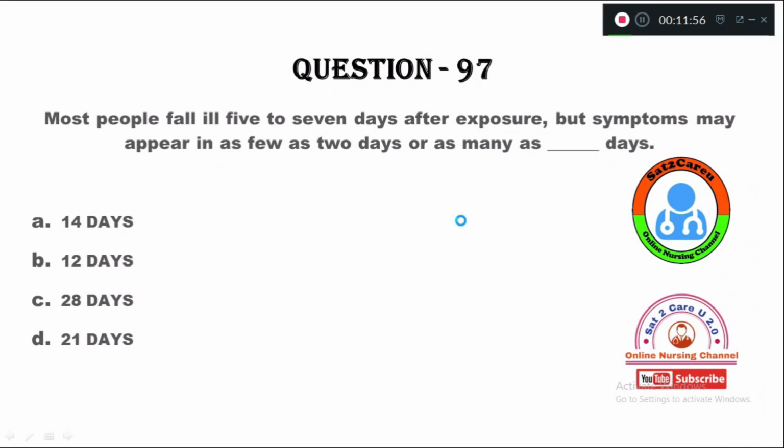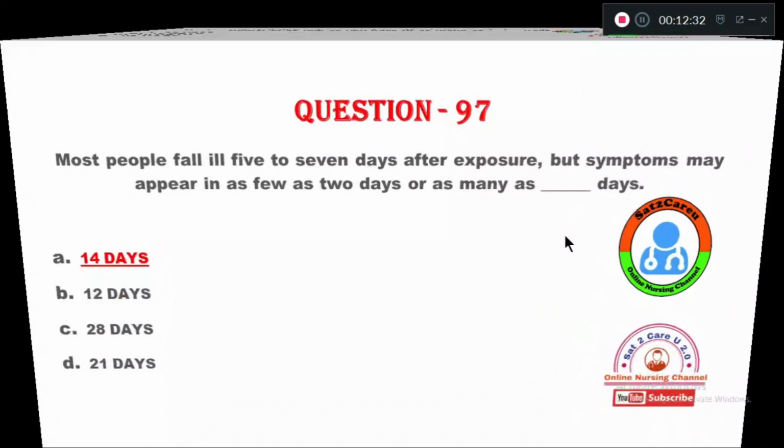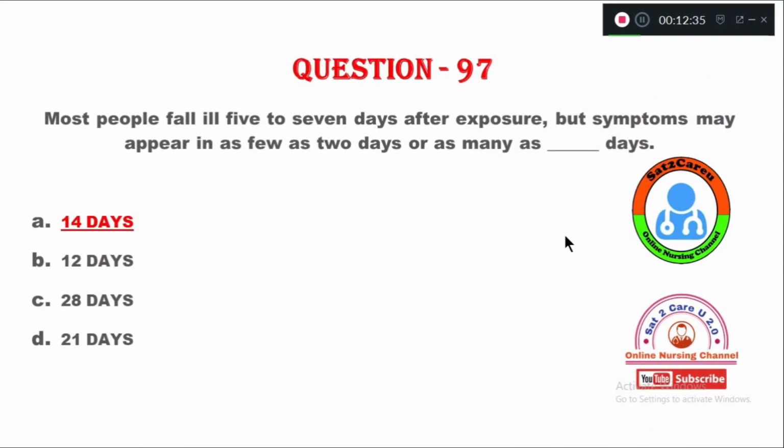Question number 97. Most people fall ill 5 to 7 days after exposure, but symptoms may appear in as few as 2 days or as many as how many days? Option A, 14 days, option B, 12 days, option C, 24 days, option D, 21 days. So in COVID-19, the symptoms present for how long? The right answer is a maximum of 14 days. The incubation period is 14 days.